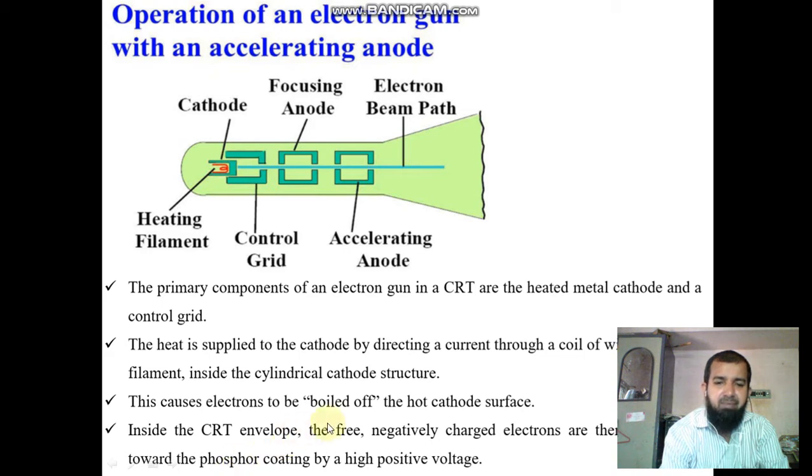Inside the CRT display, the free negatively charged electrons are then accelerated towards the phosphor coating by high positive voltages. These are negative charges and these are positive voltages, so the negatively charged electrons are accelerated towards the phosphor coating by high positive voltage.